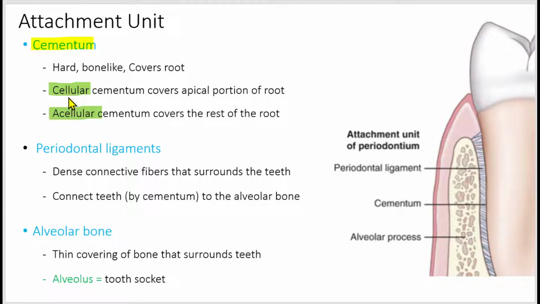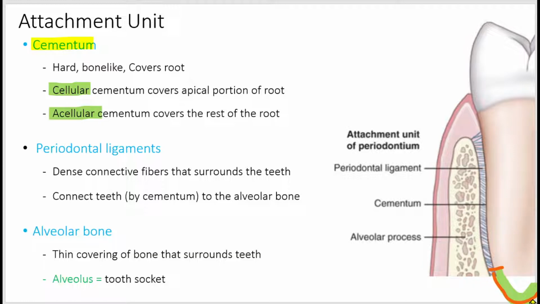So the part that will still have cells is usually on the apical third, the apical portion of the tooth. So if you're looking at the cementum under the microscope at that apical part of the tooth, you will see that it has cells in it, and that's why we call it cellular cementum. Technically this happened because of the way the root forms. We know that the tooth forms from the top, from the crown, and goes down. So these are the last cells or last portion of the cementum that would form, or the tooth that would form.